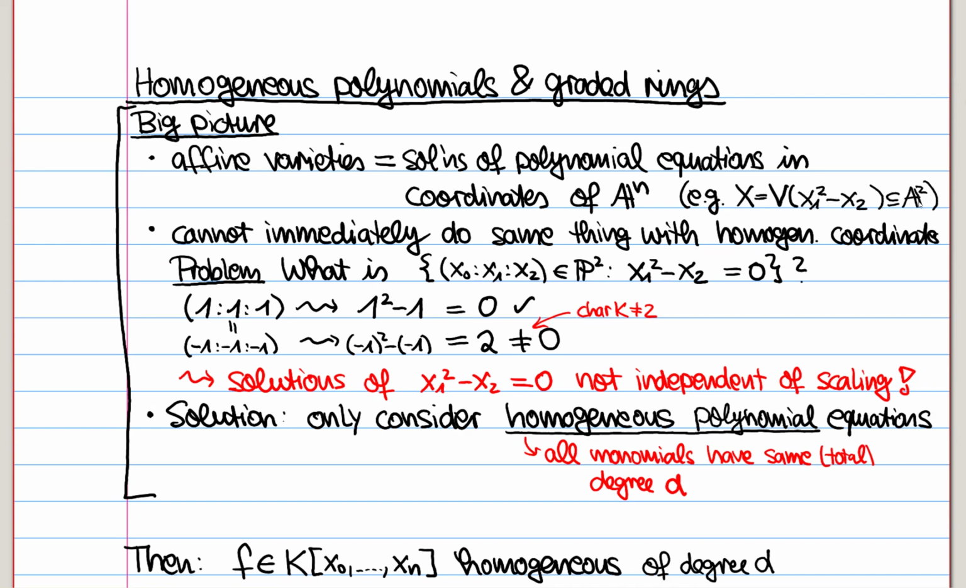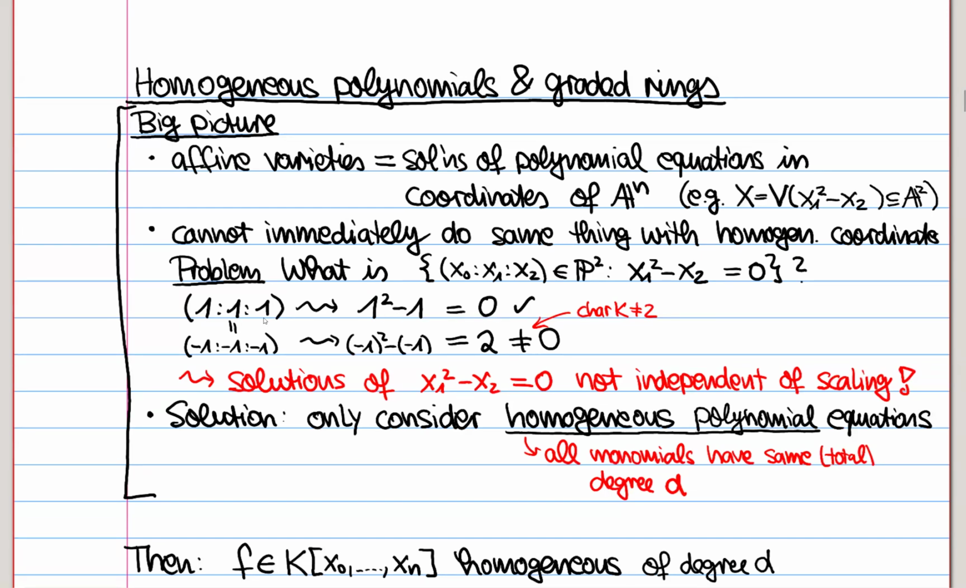However, for projective space, we can't do exactly the same thing with the homogeneous coordinates that we saw. And the problem is, how would we define this vanishing locus, given by this equation? Well, you could say, maybe just write down this equation here. But then you see this equation is not independent of the scaling here. Because, for example, if you take the point (1, 1, 1), then if you plug these coordinates in, you get 1 squared minus 1 is 0. So that would be in there.